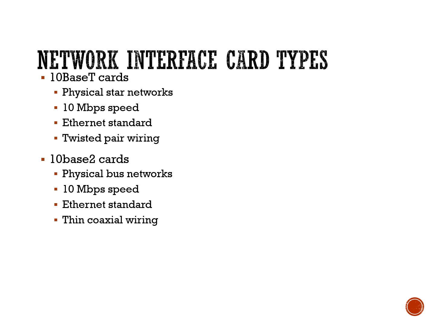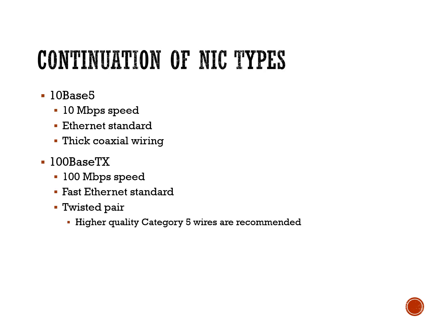10 base T cards are used for physical star and they provide a speed of 10 Mbps along with twisted pair cables. If you're using a 10 base 2 card, then you will be getting the Ethernet standard along with the thin coaxial cables. Further, we have 10 base 5, which is thick coax cable with 10 Mbps, and 100 base TX, which is high quality twisted pair. Category 5 and above are recommended for this. And 100 base TX provides us a speed of 100 Mbps.